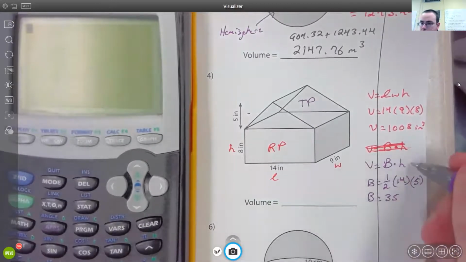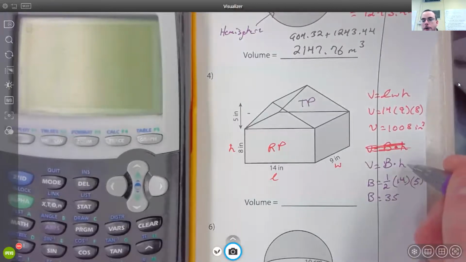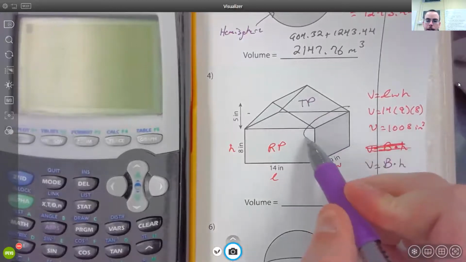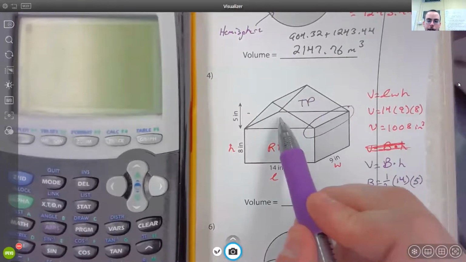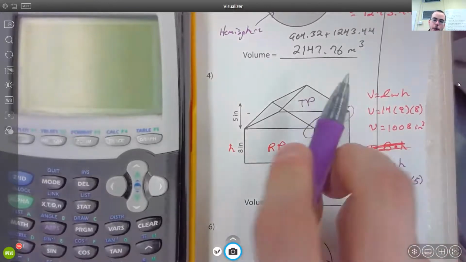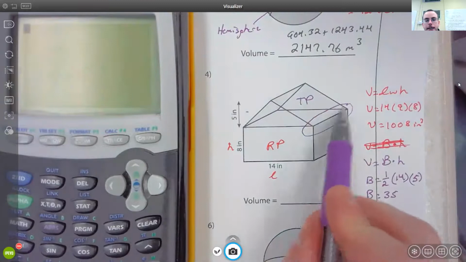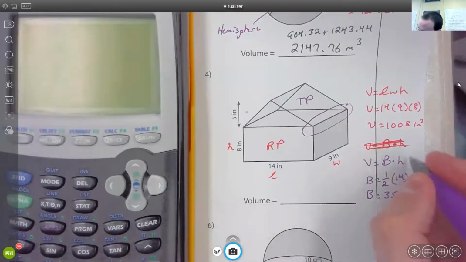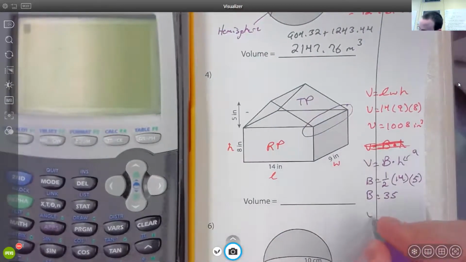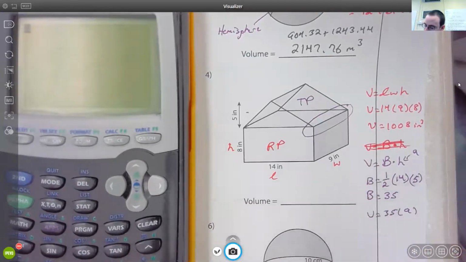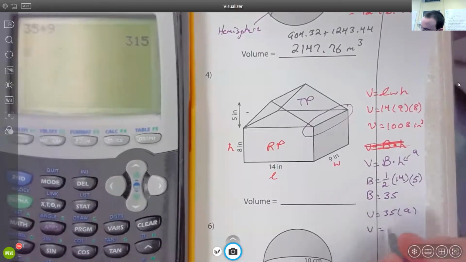And then again, the h in our original formula is the height of the triangular prism. So that would be this side, because when you set it on the triangular face, that side's going to be pointing upwards. So that side is equal to 9. So the height is 9. So we take the volume, we have 35 times 9. And we get our volume is 315 inches cubed.